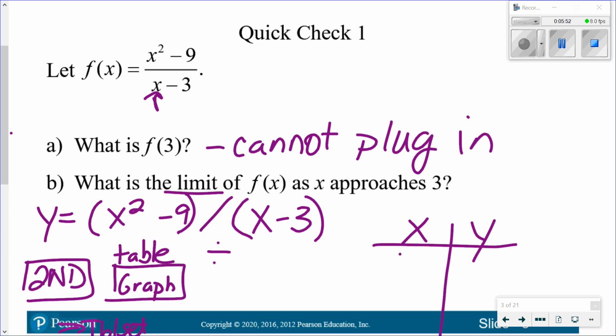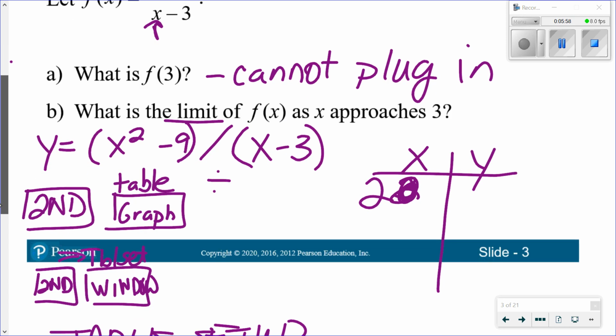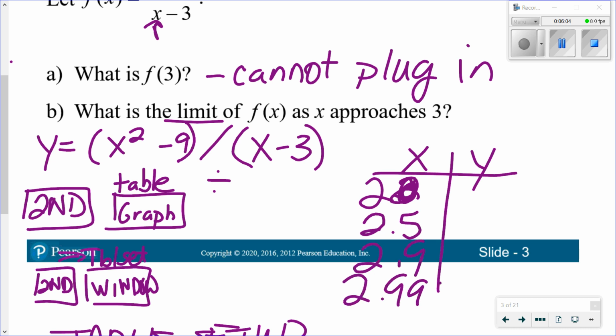So maybe 2, sorry, I said 2 and I wrote 3. 2, 2.5, 2.9, 2.999. Okay, those are the kinds of values that we're going to put in that table.